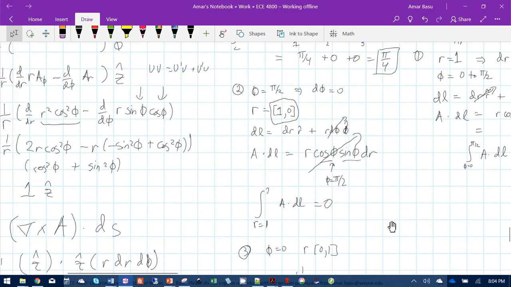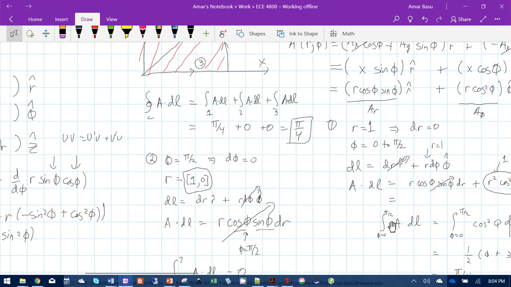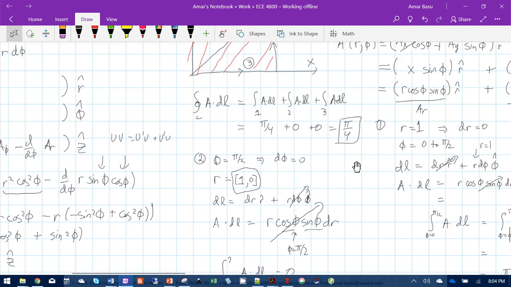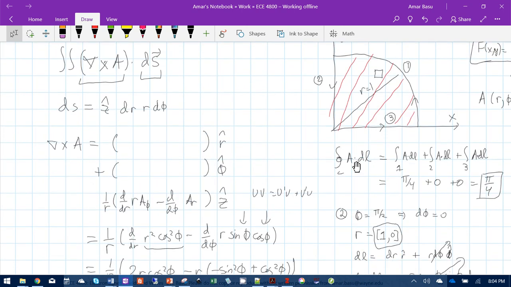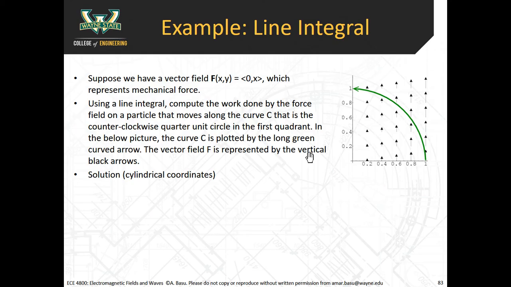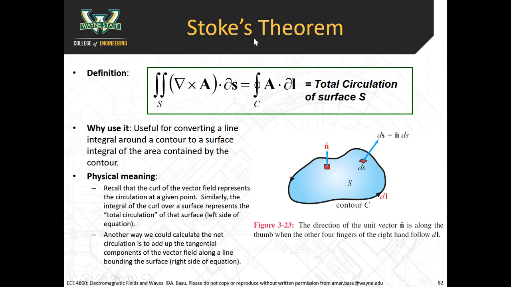Okay. We figured out those line integrals, and we found out that the first line integral was pi over 4, the other ones were 0, and that left us with pi over 4 as the total circulation of that semicircle. Now, we do the same problem. We can figure out the same answer by doing the other half of Stokes' theorem, which tells us we did this line integral here. Now we're going to do this surface integral, and we should get the same answer.